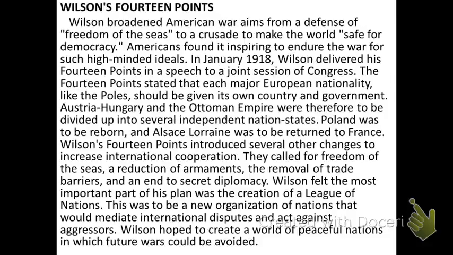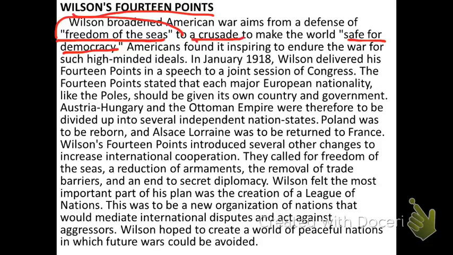I believe we have a couple more slides. Wilson's 14 points. President Wilson broadened American war aims for defense of freedom from a freedom of the seas to crusade to make the world safe for democracy. So originally we had hoped to create an environment where freedom of the seas was respected by all, and the word crusade is used, and I think it's used correctly.